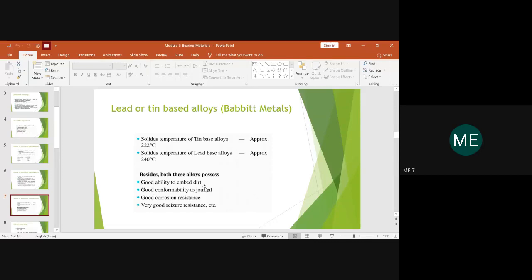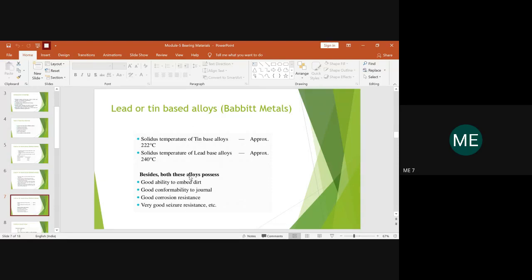So it will be very comfortable material to the journal. Okay, and it has a very good feature of having a good resistance to corrosion with respect to external environment, whether it could be tin based or lead based, both have a good corrosion resistant feature, right? And it also has a very good seizure resistance. So these are in common the features of lead and tin based alloys.